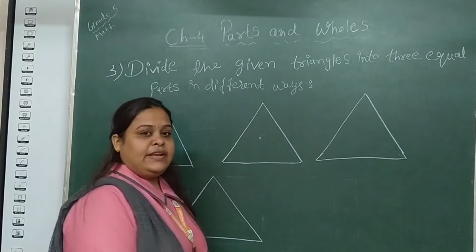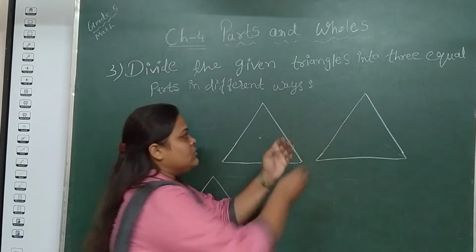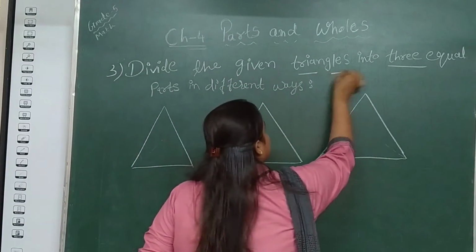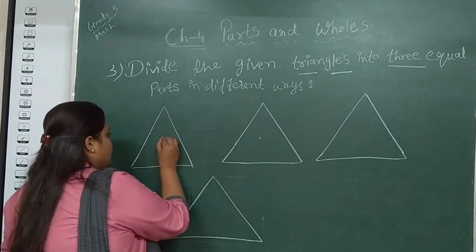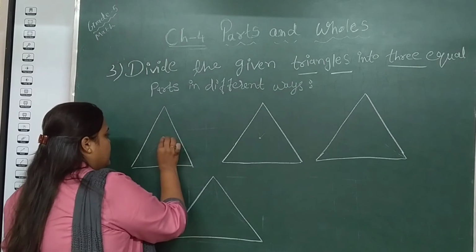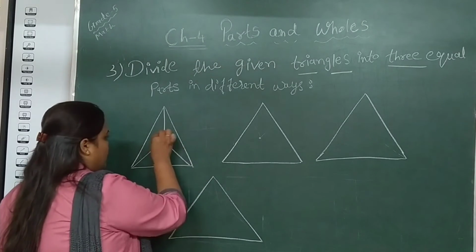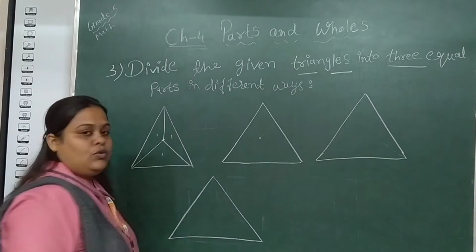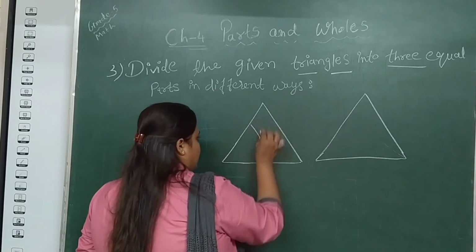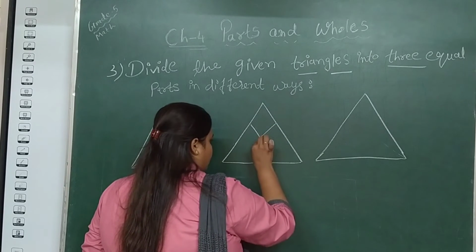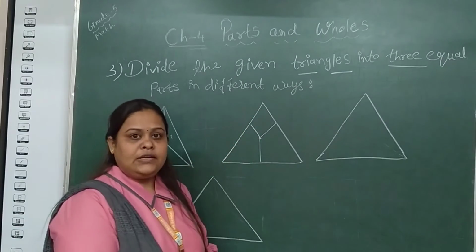So as we have done rectangle and square, here we are supposed to divide the given triangle into 3 equal parts. Here is a triangle and we need to make 3 equal parts. So first one, we can do the center point over here. In this way we can draw 3 equal parts: 1, 2 and 3. Okay. Now next we can do the center point, 1, 2, 3. 1, 2 and 3 equal parts we have done.